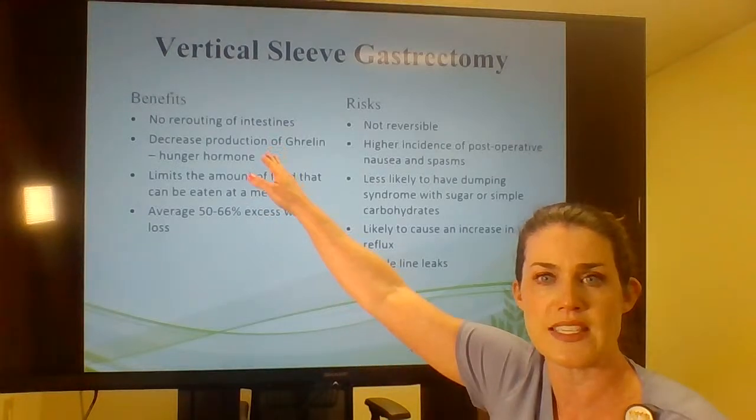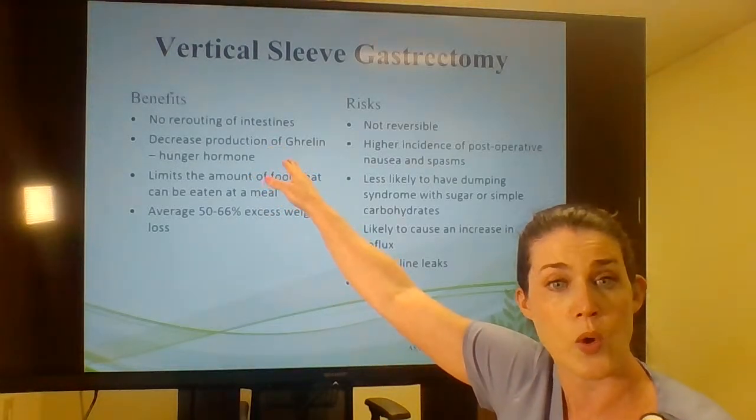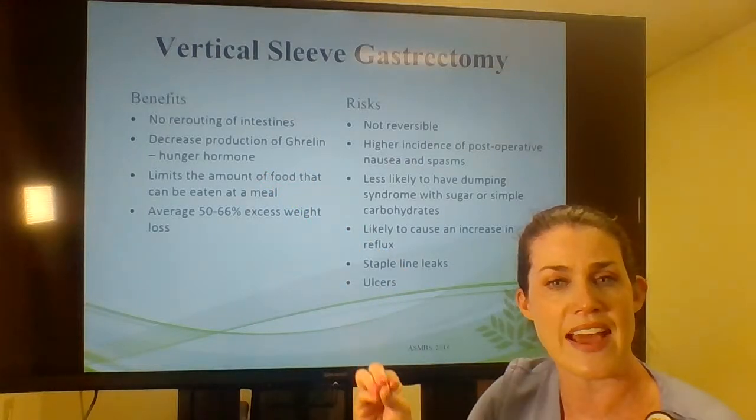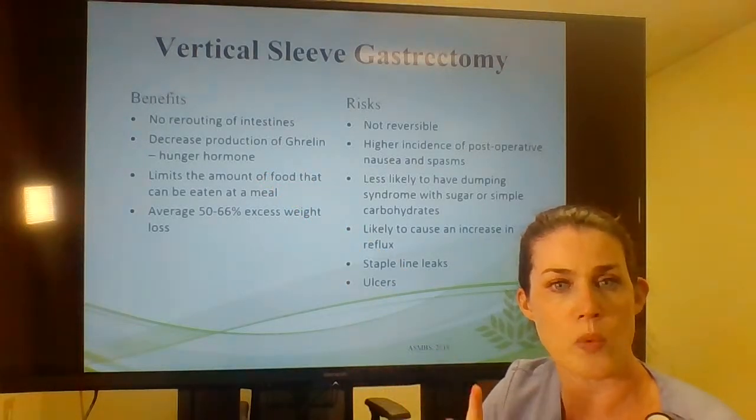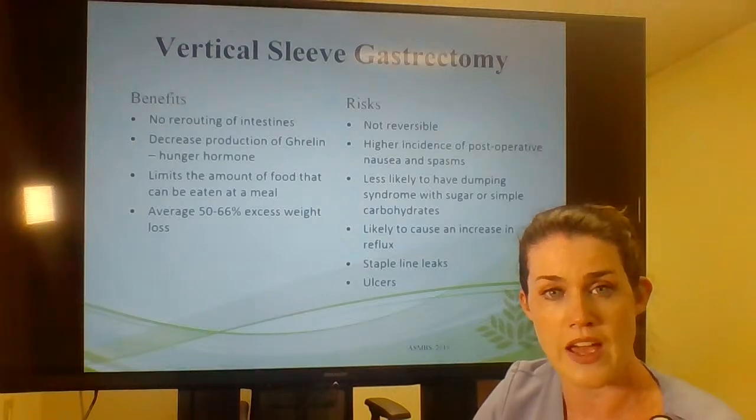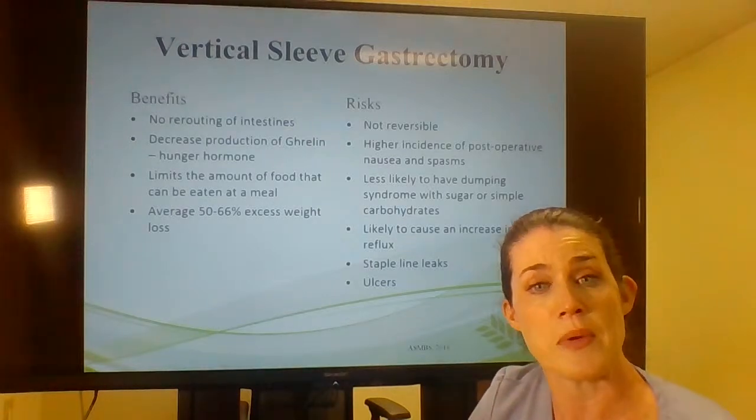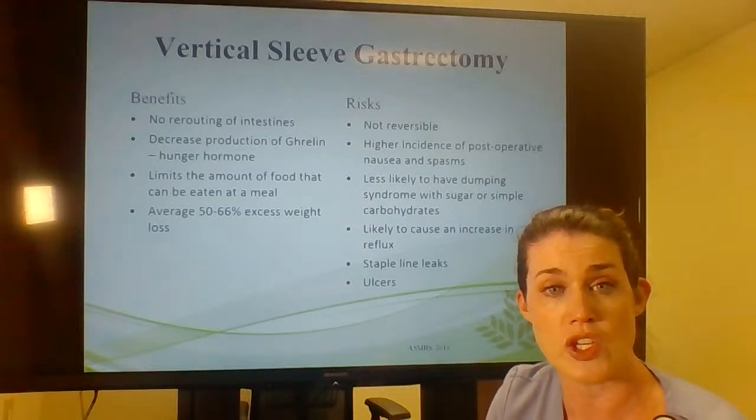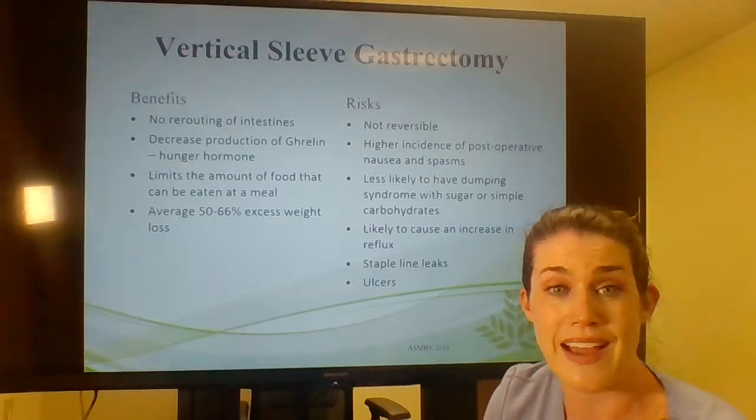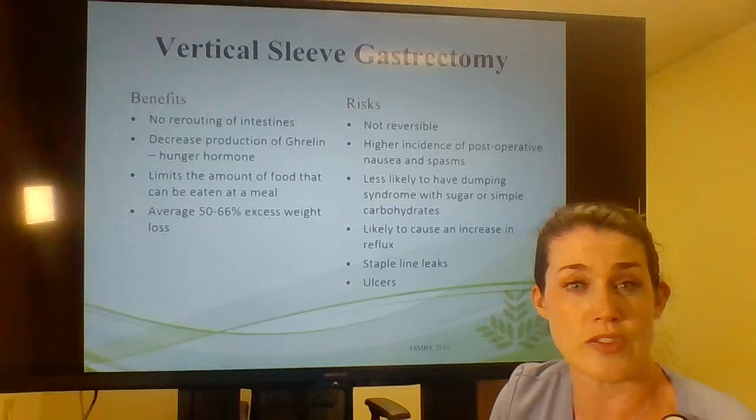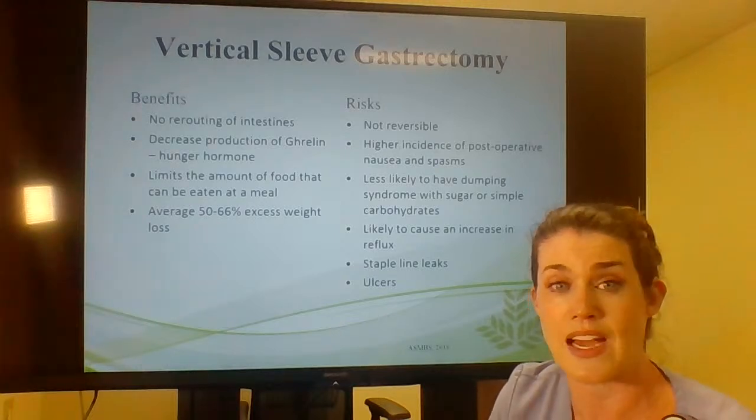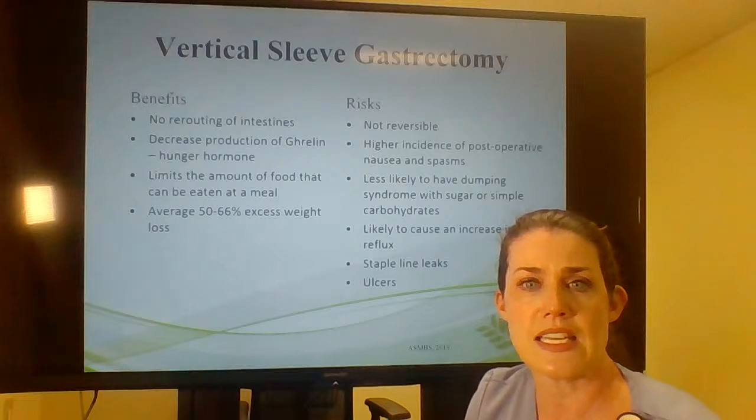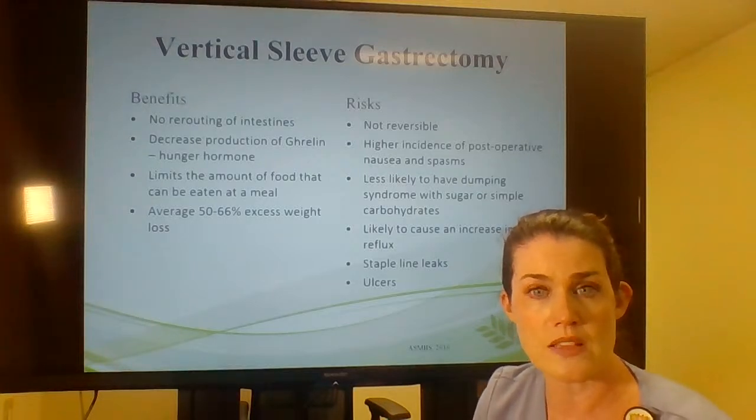It does decrease the production of ghrelin, that hunger hormone that we talked about at the beginning, because it is secreted in that greater curvature of the stomach that we're now cutting away and removing. And so for the honeymoon period in bariatrics, which can be anywhere from 6 to 12 months, depending on the patient, they may not feel hungry at all. They may have to look at their watch to know what time it is, to know that it's time to eat a meal. So that's something to be aware of. It does limit the amount of food that can be eaten at once.